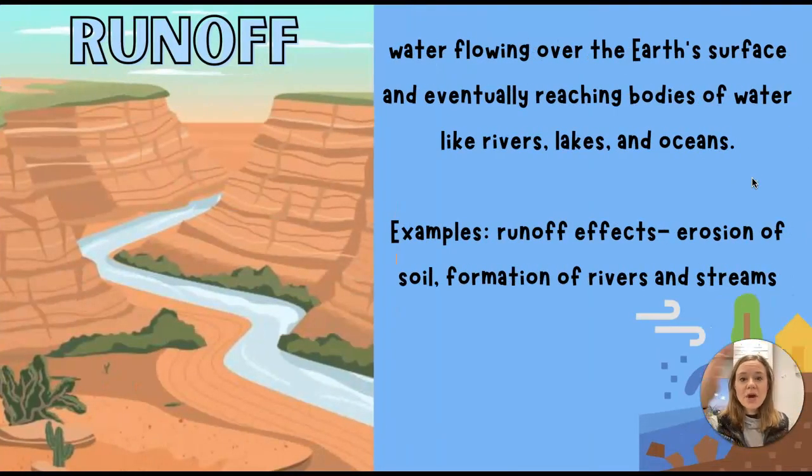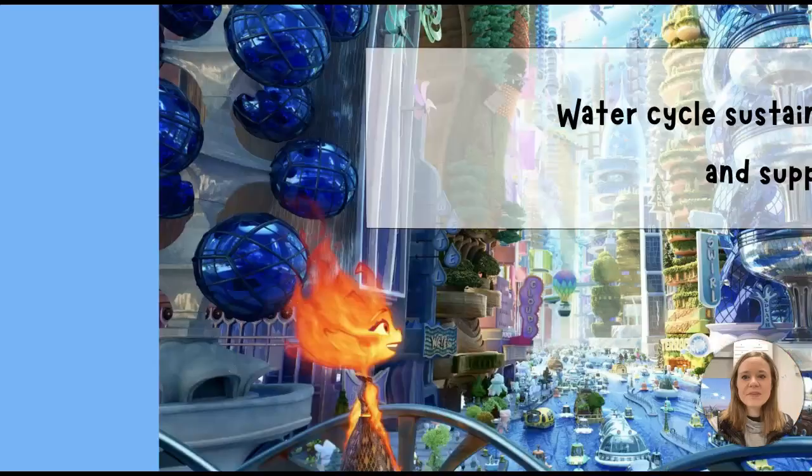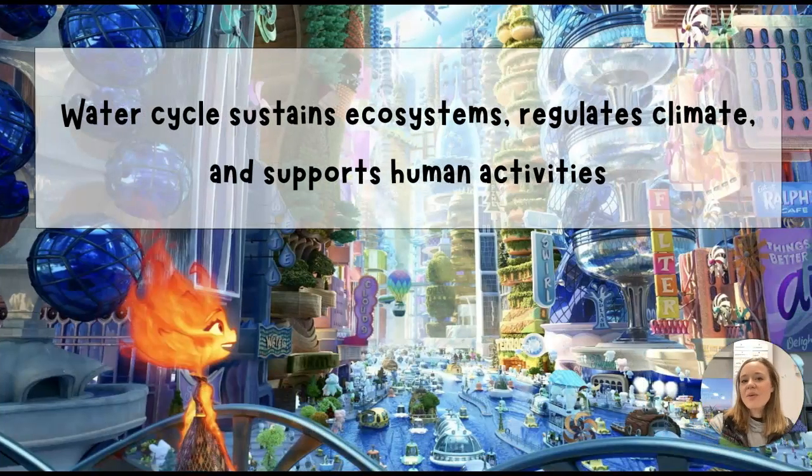And then runoff is water that flows through the earth and it reaches bodies of water, so it keeps our water cycle moving. So when we have rain here, it can flow down this river, and this river can flow to an ocean or something like that in order for our water to continue to cycle. So it's just important that we remember that the water cycle sustains our ecosystem and it helps regulate our temperature and our climate, and it supports human activities.